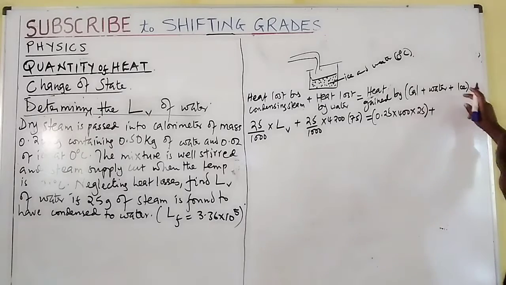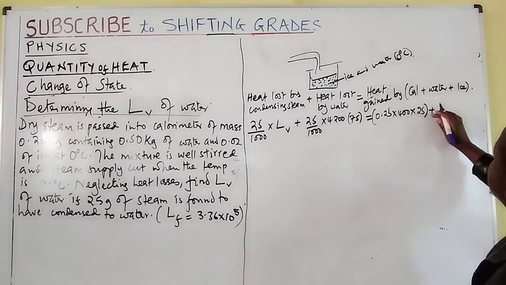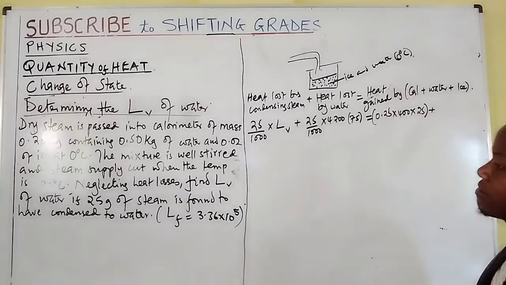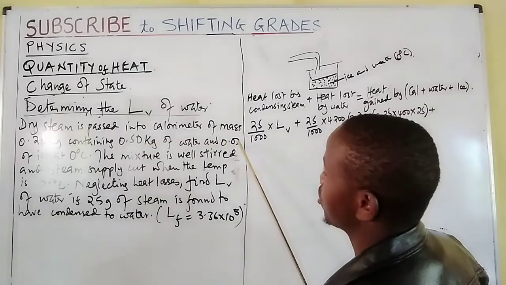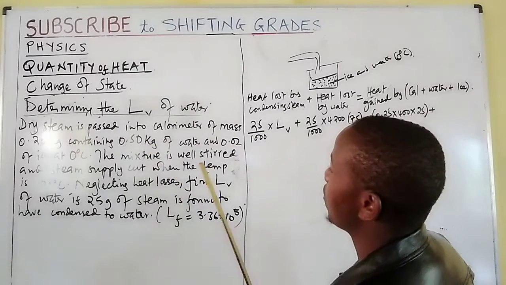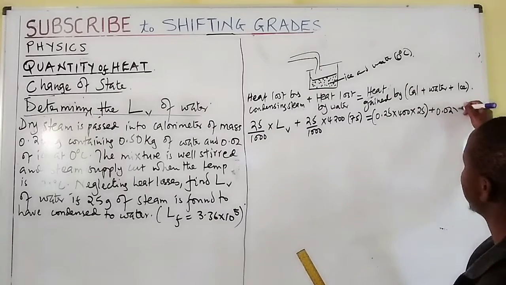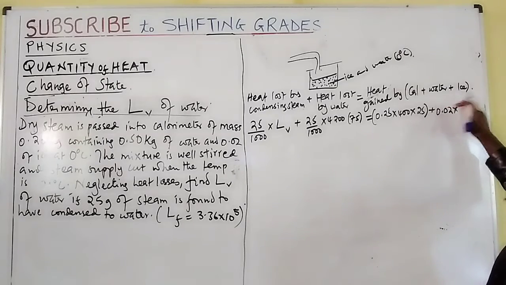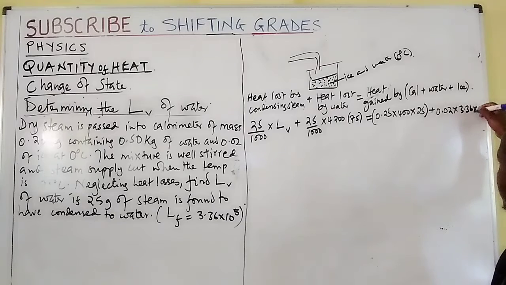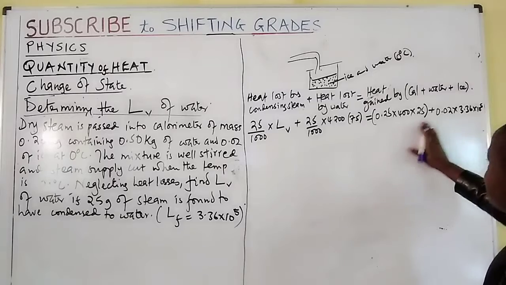Now, let's deal with ice first. For ice to melt, the ice which was there contains 0.02 kilograms of ice. Therefore, it's 0.02 kilograms of ice times the latent heat of fusion, so that ice might melt. So 3.36 times 10 to the power 5. So that ice has melted. Plus now, heat gained by water.